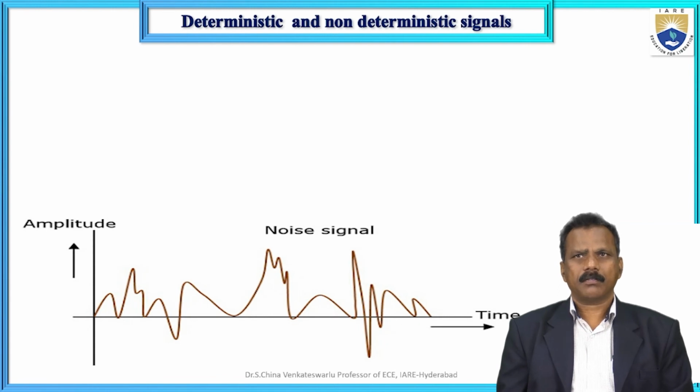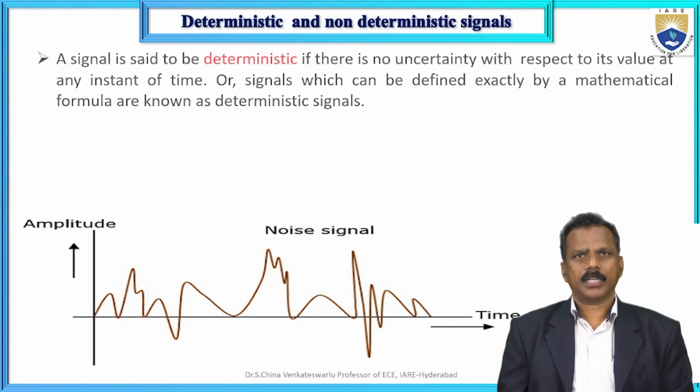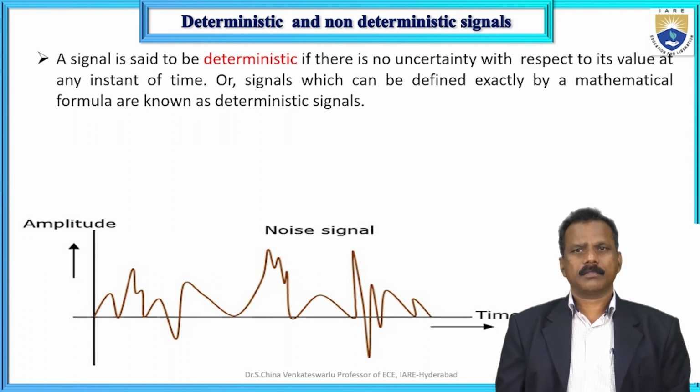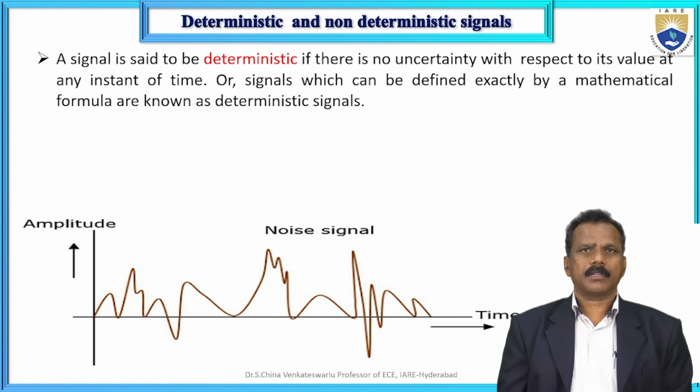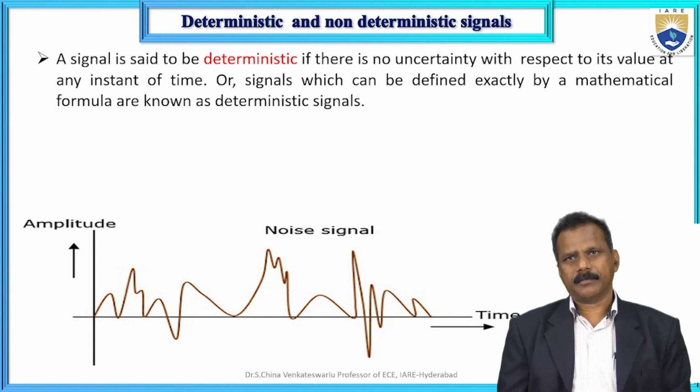Now, deterministic and non-deterministic signals. A signal is said to be deterministic. We are talking about signals, like when we listen to music, either a .wav file or a voice signal, or maybe an analog signal, whatever it is. The signal is said to be deterministic if there is no uncertainty with respect to its value at any instant of the time. All signals which can be defined exactly by a mathematical formula are known as deterministic signals.